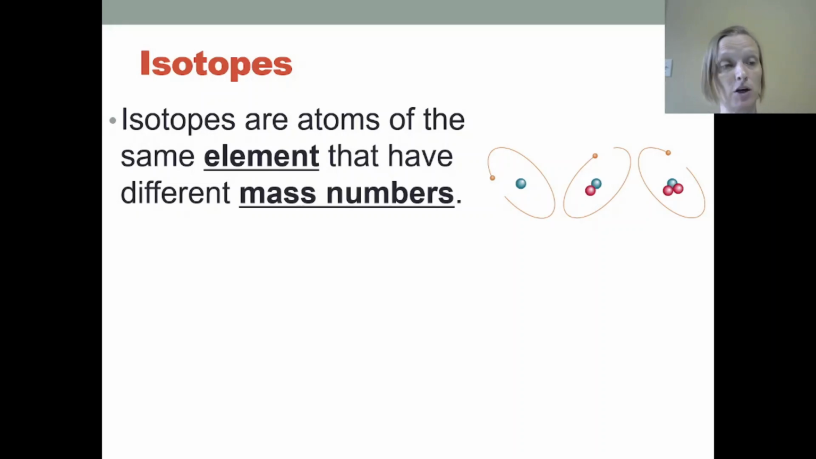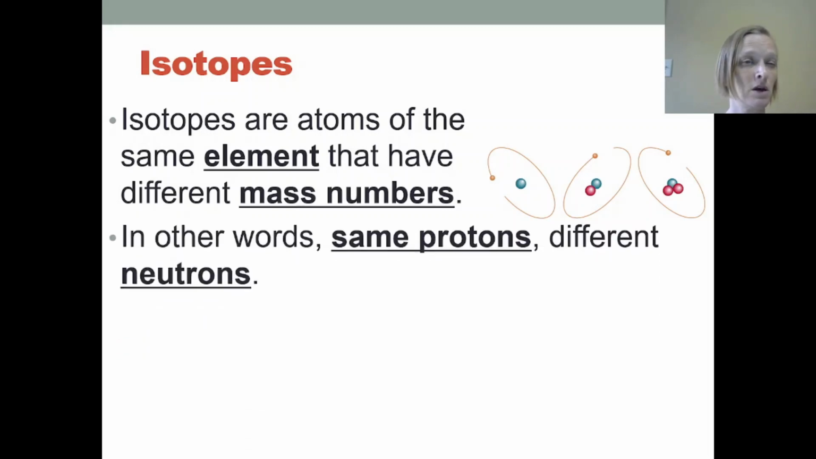First, let's get a definition of isotope. Isotopes are atoms of the same element that have different mass numbers. Another way to say that same definition is we have the same number of protons, because it's the same element, but different numbers of neutrons, because the mass is different. So if I look at these 3 pictures here, the blue represents protons and the red represents neutrons. All of these atoms have just 1 proton, so all of these atoms are hydrogen. This version, though, has 0 neutrons, this version has 1 neutron, and this version has 2 neutrons.